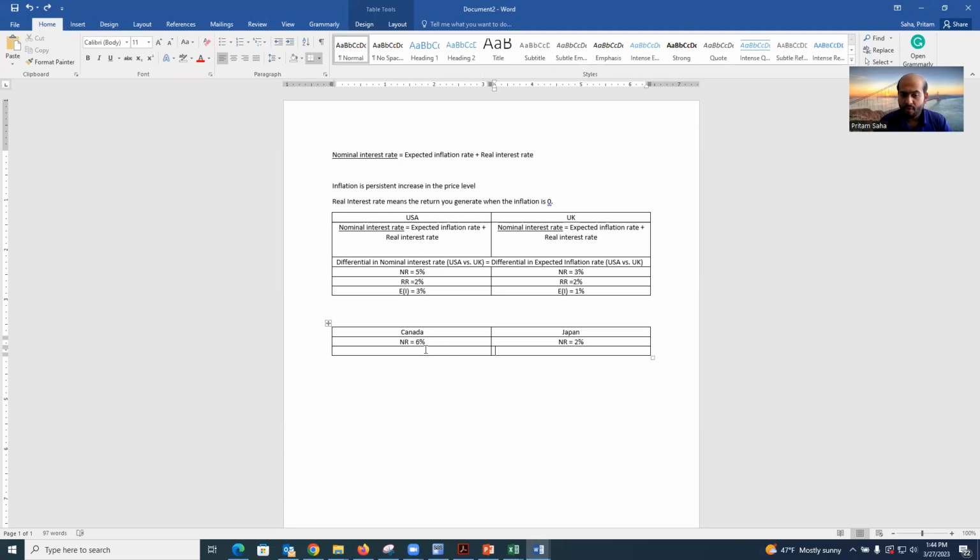should be more in Canada, right? If we again assume the real rate for these two countries is 2%, that means inflation in Canada is 4%, and inflation in Japan is 0%, right? If this is true, what is the implication? Currency in Canada should depreciate so that people from Japan cannot invest in Canada and generate extra return. So the implication for the international Fisher effect is very similar.